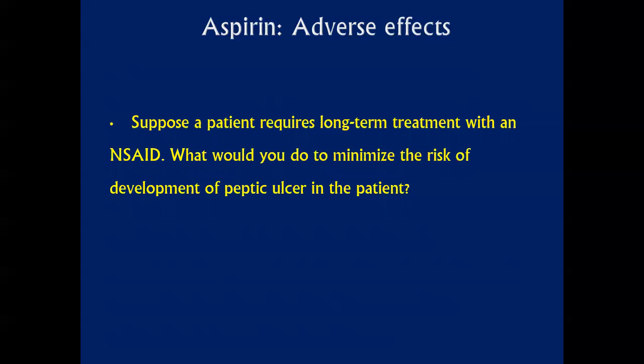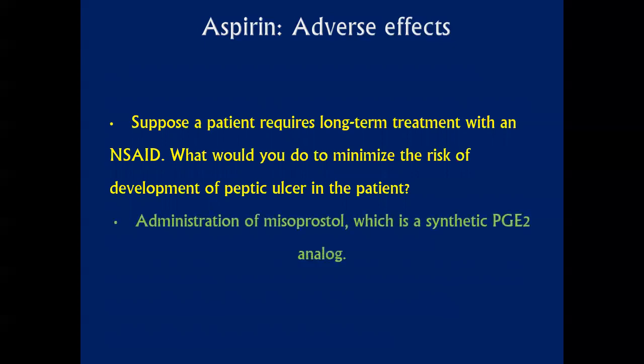You can use a non-selective NSAID along with another drug, which is known as misoprostol. Misoprostol is a synthetic prostaglandin E2 analog. It will prevent the development of peptic ulcer while not affecting the anti-inflammatory analgesic effect of aspirin. Won't this have other adverse effects in the body? Because it is only in the stomach, misoprostol.